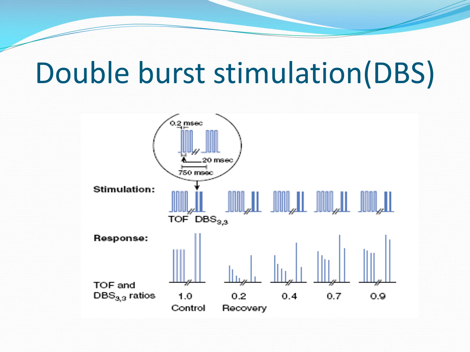This is 0.2, which is the train of four ratio between the fourth and the first responses. And for double burst stimulation, of course, it is between the second and the first. And with recovery from muscle relaxant, the train of four ratio and double burst stimulation ratio increase gradually to 0.9, which is the figure that allows us to give the reversal safely. In other words, this 0.9 ratio indicates adequate recovery from muscle relaxants.